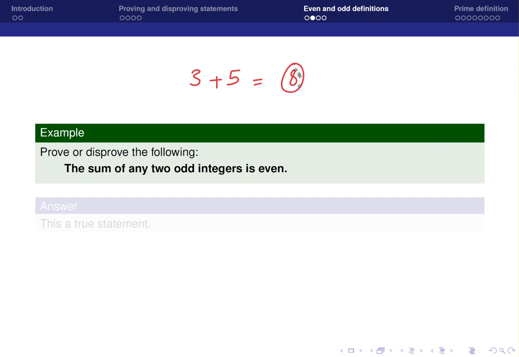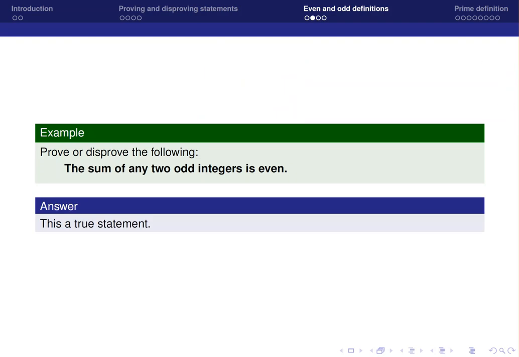Well, it's 8, which is even. How about if I did it again with other two odd numbers? Maybe 1 plus 13. The answer is going to be 14, which is also even. So far it seems like the statement has worked a couple times. So I'm starting to lean towards the fact that this is maybe a true statement. So I'm going to make an educated guess and say that I think the statement is true, and now I'm going to try to prove it.